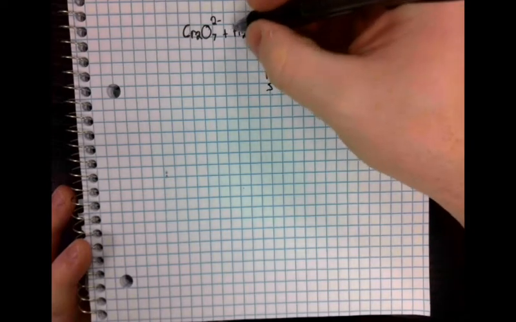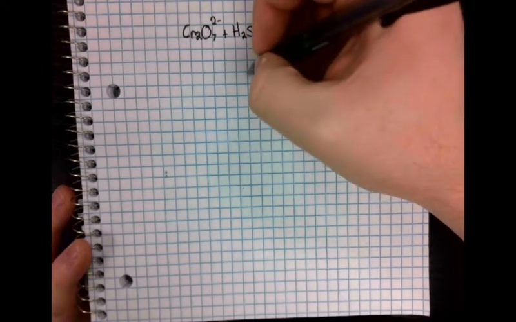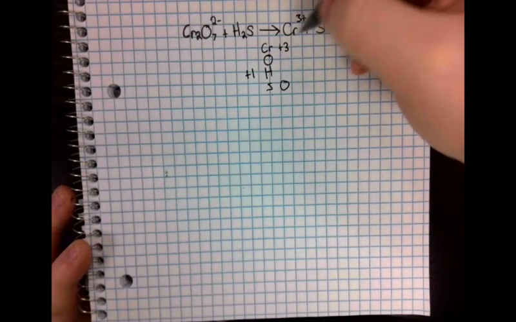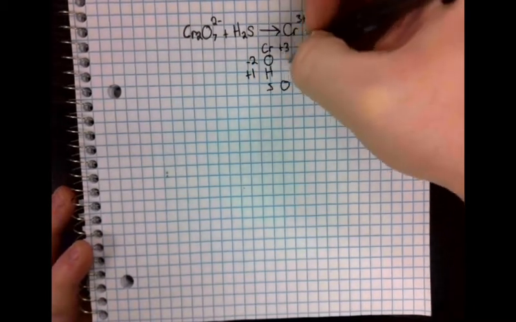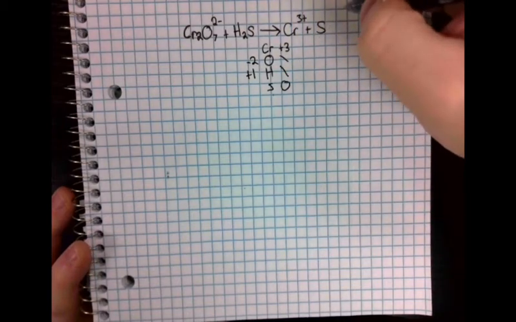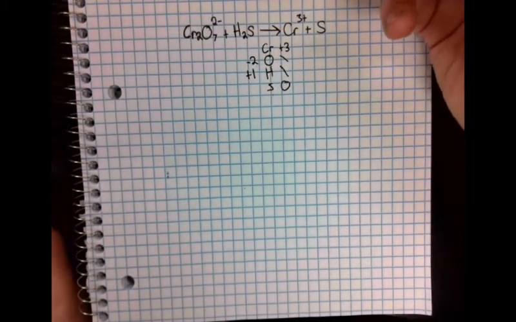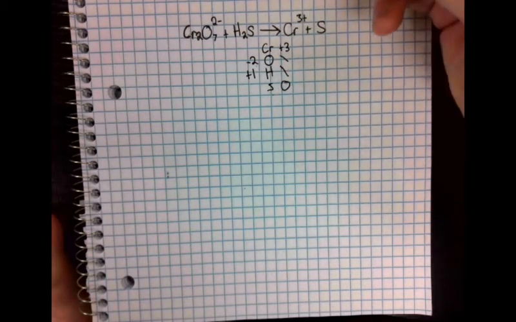H on the left side is attached to a nonmetal, so it's got to be +1. There are no H's on this side. O over here has to be a -2. There are no H's on this side. So this tells us that our O and our H are not the thing we're actually looking at for our redox reaction. We've got to be looking for our Cr and our S.